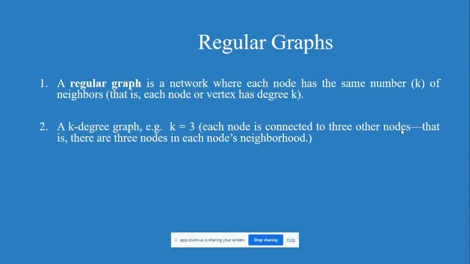Whereas in a regular graph, the best known example of this is your k-degree graphs, right? Where each node is connected to other nodes, whatever the degree of a node, it is connected to that number of nodes in its neighborhood.